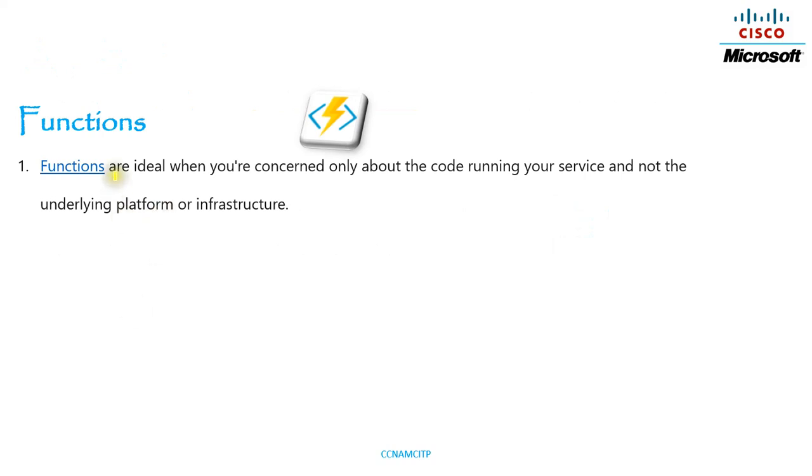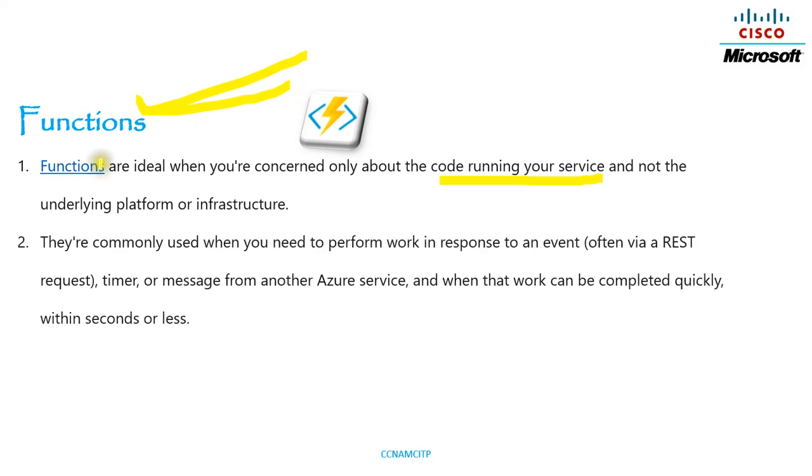So guys, functions are ideal when you are concerned only about code running. So if you want to run code only, you should use Azure Functions, your service, and not the underlying platform or infrastructure. You do not need to worry about what kind of infrastructure we should have. You just need to run your code, then you should use Azure Functions. They are commonly used when you need to perform work in response to an event.